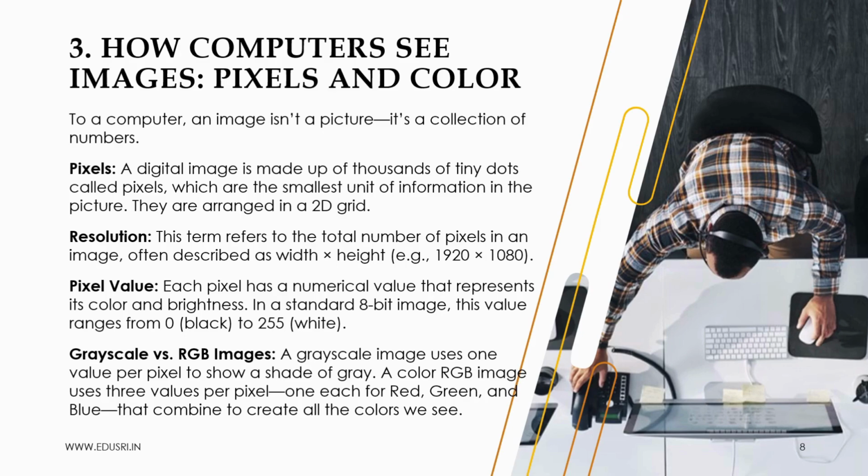Finally, let's understand the difference between grayscale and RGB images. A grayscale image uses one value for each pixel to represent a shade of gray. On the other hand, a color RGB image uses three values for each pixel. These three values represent red, green, and blue. By combining different amounts of red, green, and blue, a computer can represent the wide range of colors that we see in digital images. So, in simple words, computers see images as numbers arranged in a grid, where the numbers represent information about the pixels, including their brightness and color.